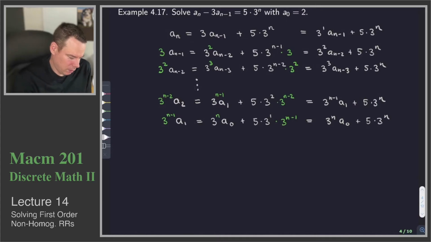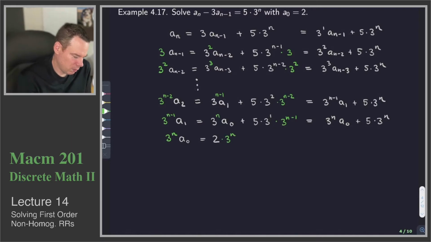And we also have that a0 is equal to 2. So that's something I could use here. I could use the fact that a0 is equal to 2 as my last equation. In the previous equation, because I'm wanting these things to cancel, I notice that there's a 3 to the n times a0. So I'd want a 3 to the n in front of it, and then I'd want a 3 to the n being multiplied to that.